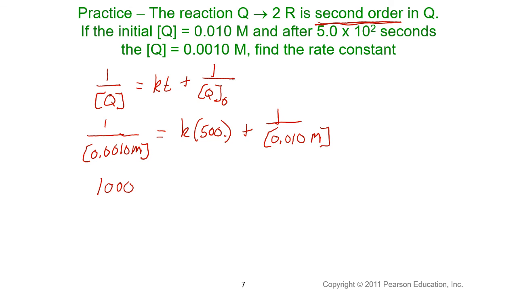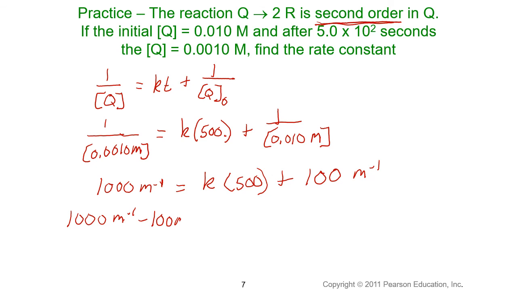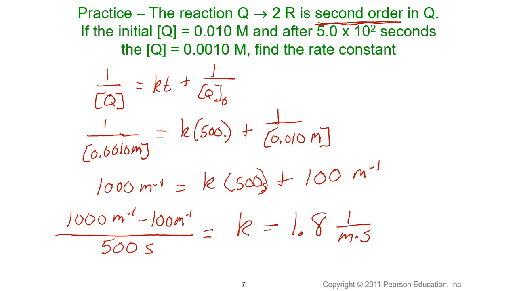If we simplify this, 1 over 0.01 gives us 100. We have to move that to the other side, so 1,000 minus 100, divided by 500 seconds, is equal to k, which gives us 1.8. The units are going to be 1 over molarity times seconds. So our rate constant is 1.8 per molarity times seconds, to make our units work out for our rate.